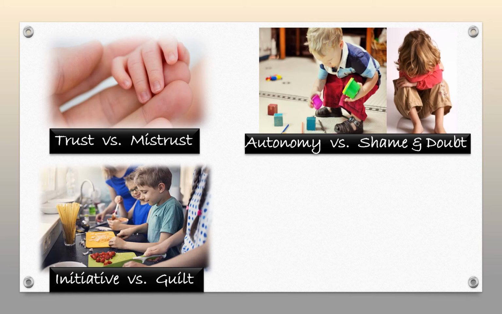Initiative versus guilt. This stage lasts between 3 to 5 years. Children make friends and plan activities. This develops a sense of initiative and the ability to lead others. If children are criticized and controlled, they become followers and develop a sense of guilt. They may feel like a nuisance to others. Success in this stage will lead to the virtue of purpose.